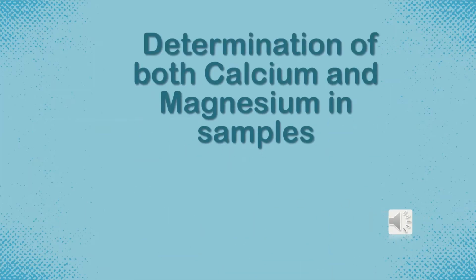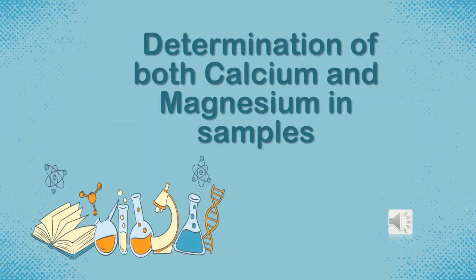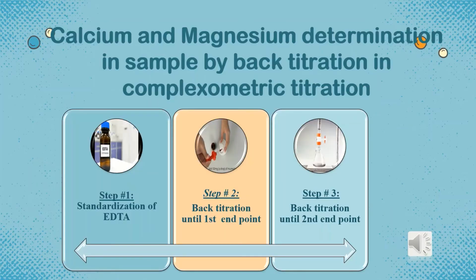This is Anusha Batul. One of my group members, Soliha, has talked about the determination of calcium in the sample. But what happens if we have calcium and magnesium both in the sample and we want to find out both? For that, let's see the process and the calculation followed. Examine the calculation of the determination of calcium and magnesium in the sample by milk titration. Sample can be milk, water or something else, but before studying the application of the sample, let's see what the process will be. First step is the standardization of EDTA. Second step is the back titration until the first endpoint, and the third step is the back titration until the second endpoint.